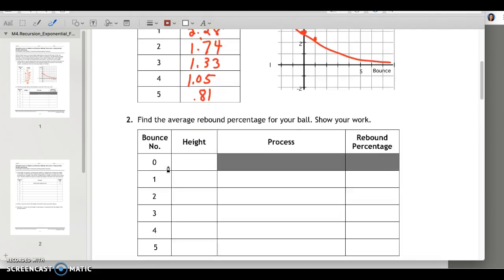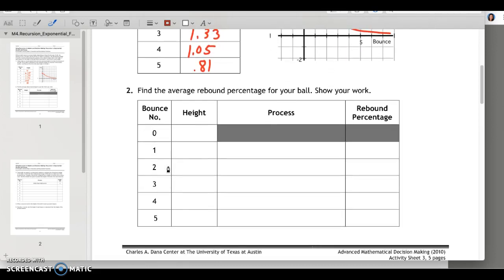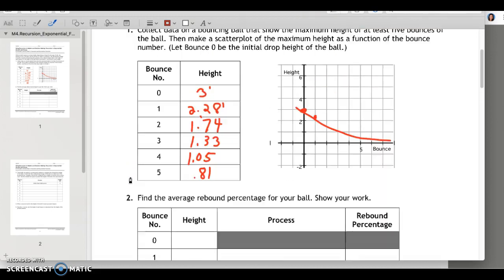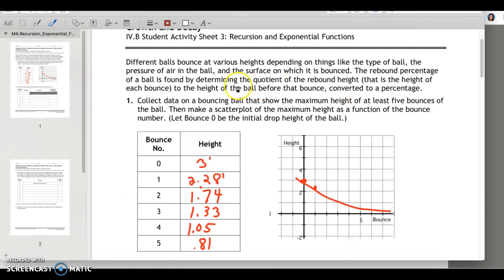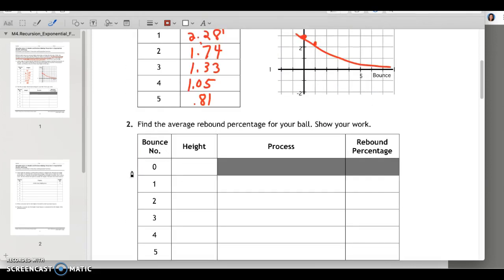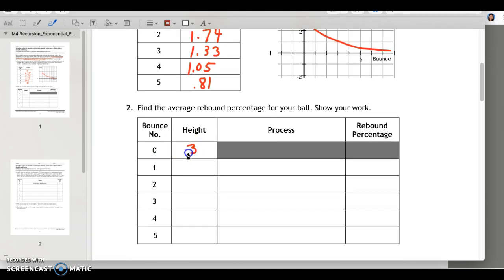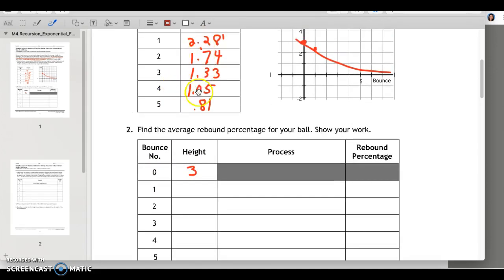So that's just the general pattern, but you are going to need to go and put these exact points in there. Then when you find the average rebound percentage, remember it says the rebound percentage of a ball is found by determining the quotient of the rebound height to the height of the ball before that bounce. So to do that, the height was 3 here. You need to go and fill in all of these again, 2.28. And I'll do the first one with you.